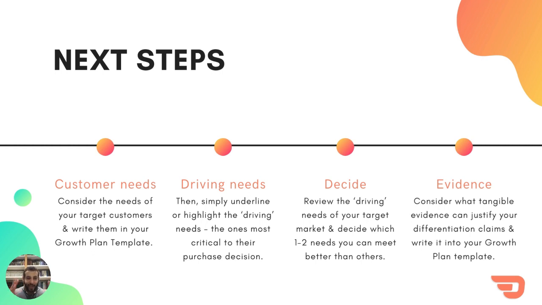So that's the theory. Now let's put it into practice. So number one, consider the needs of your target customers and write them into your growth plan template. Two, the driving needs. Underline or highlight the driving needs, the ones that are most critical to their purchase decision. Three, decide, right? Review the driving needs of your target market and decide which 1 to 2 needs you can meet better than others. And finally, evidence. Consider what tangible evidence can justify your differentiation claims and write it into your growth plan template. Good luck.